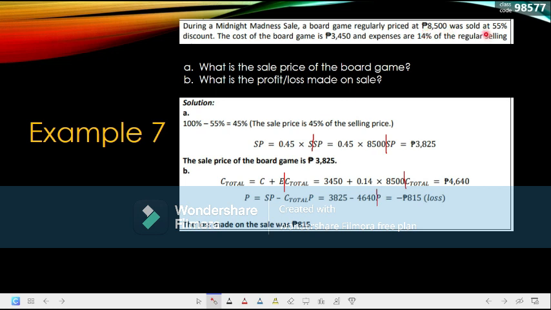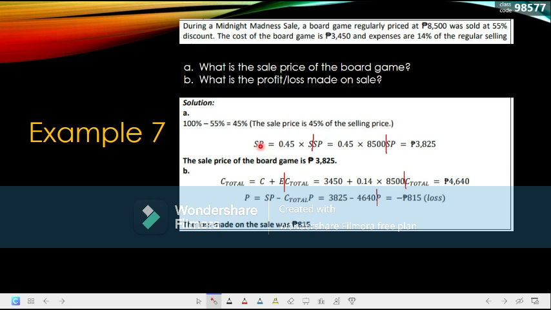pesos was sold at 55% discount. The cost of the board game is 3,450 pesos. And expenses are 14% of the regular selling price. Letter A, what is the sale price of the board game? For the solution, we have 100% minus 55%. Since it's a 55% discount, we could say that the sale price of the board game would be 45% of the selling price.